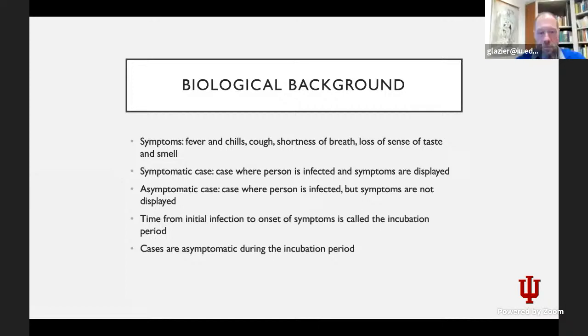I mentioned the symptoms because symptomatic versus asymptomatic cases are going to be important in the models that I use. A symptomatic case is a case where a person is infected with the SARS-CoV-2 virus and symptoms like the ones listed above are displayed. An asymptomatic case is where someone is infected with the virus, but no symptoms are being displayed. The time from the initial infection to the onset of symptoms is called the incubation period, and it's estimated that the incubation period for COVID-19 is around 4 to 5 days.